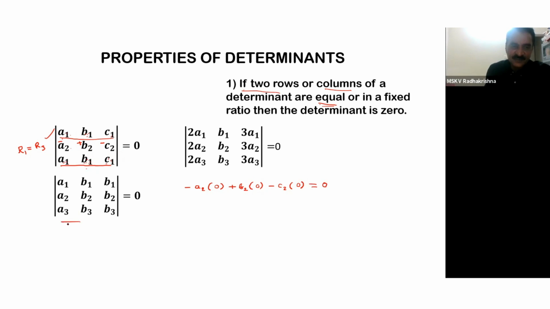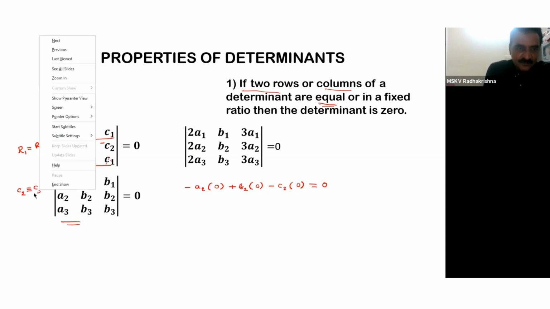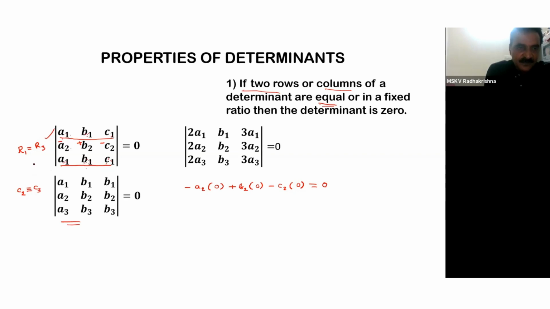Similarly, you can see this example. In this example, you can observe that second column and third column are identical. How do you write it? C2 is identically equal to C3. That's why determinant is 0. So since second column and third column are identical, determinant is 0. Okay.